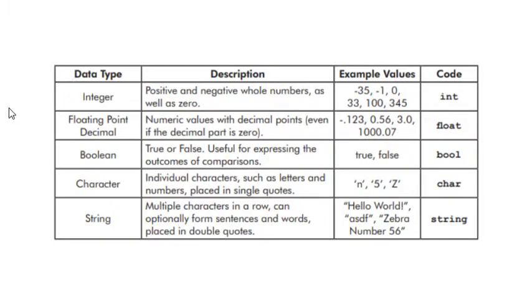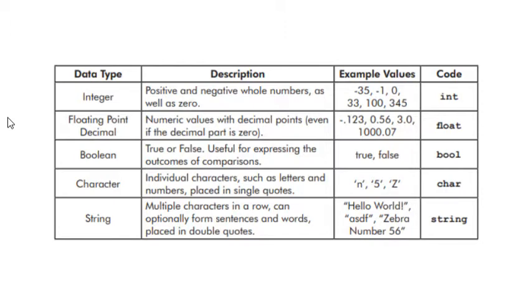There is the integer, and when we use an integer, we are referring to a positive or negative whole number, including 0, right? So there are some examples of values there. You're welcome to pause this and look at all the examples and everything else. But that's what an integer is.